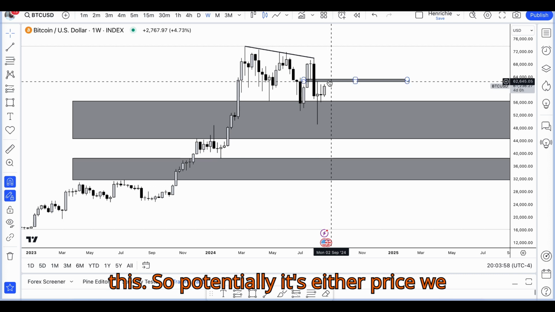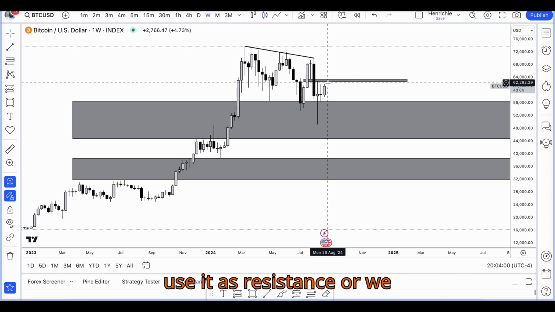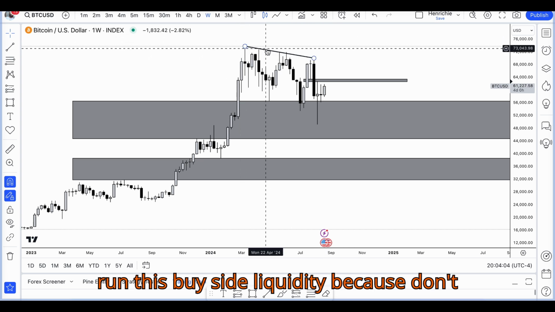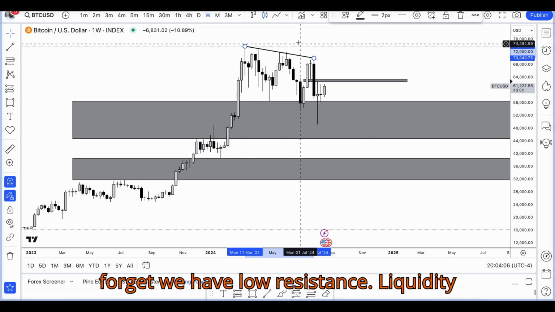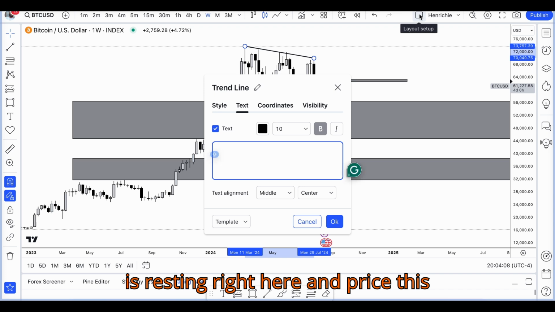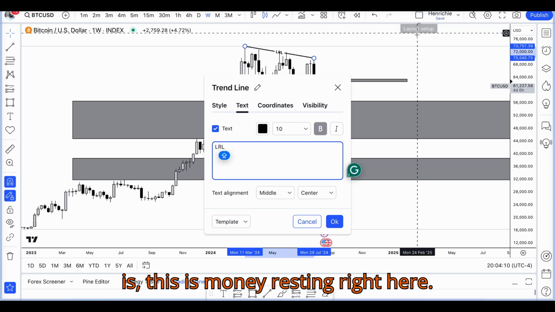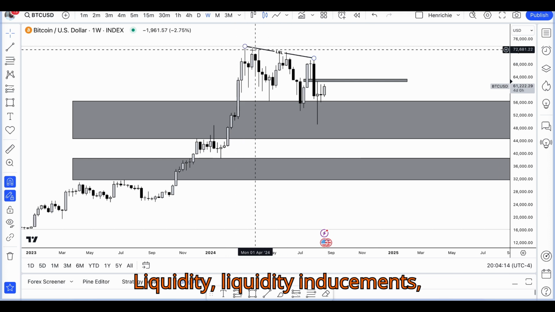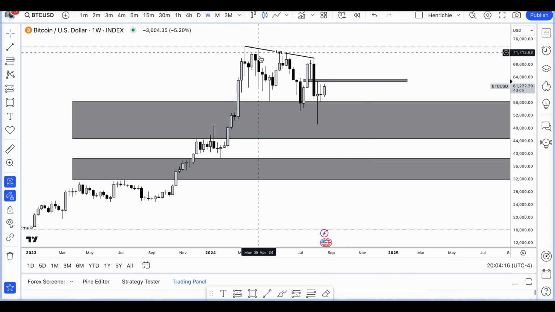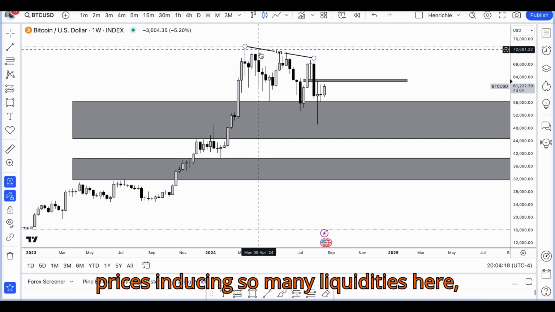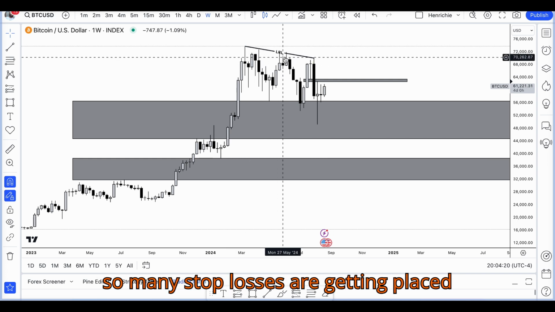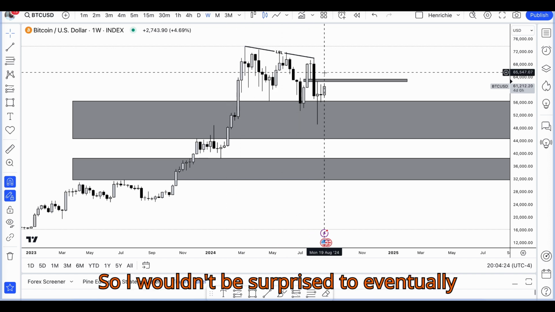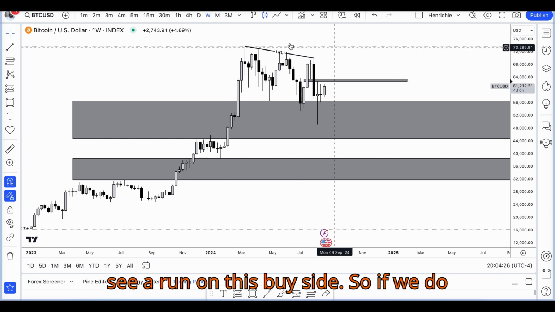So potentially, either price will use it as resistance, or we'll blast through it, use it as support and run this buy side liquidity. Because don't forget, we have low resistance liquidities resting right here. And price, this is money resting right here. Liquidity inducement. Price is inducing so many liquidities here, so many stop losses are getting placed right here, and more stop losses. So I wouldn't be surprised to eventually see a run on this buy side.